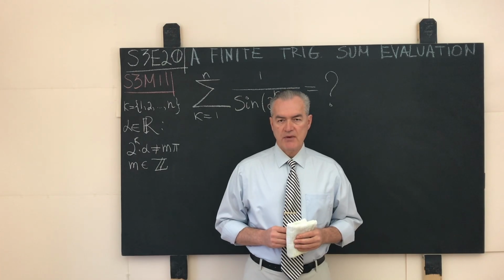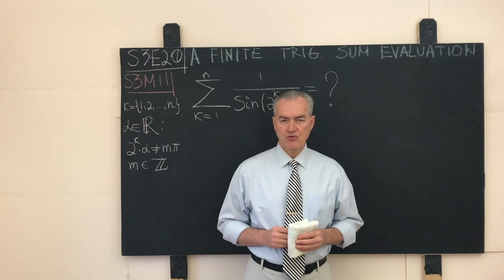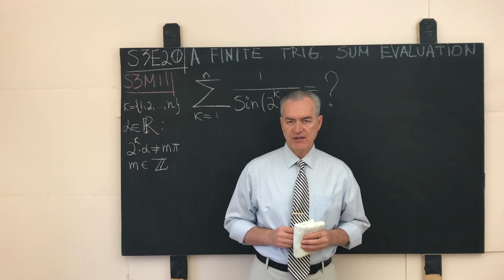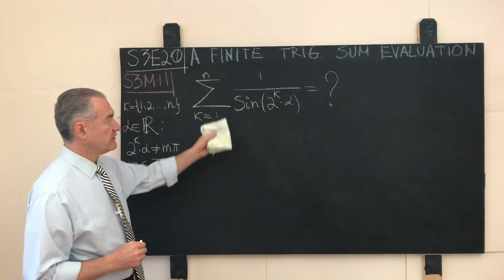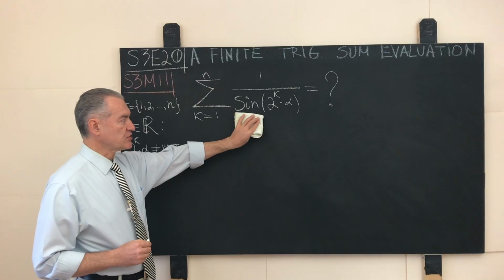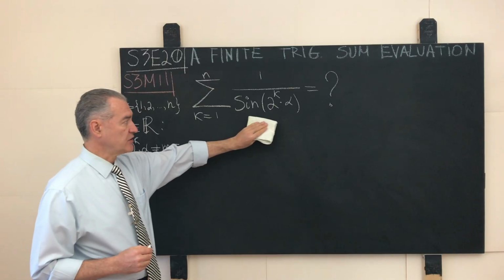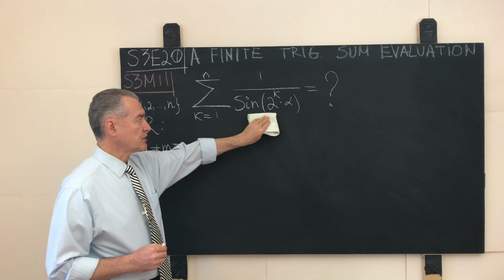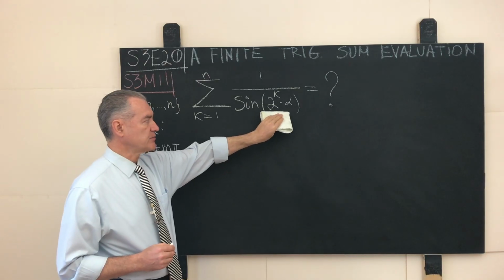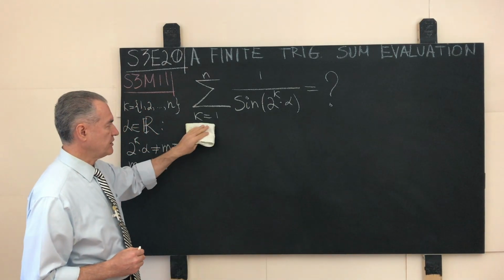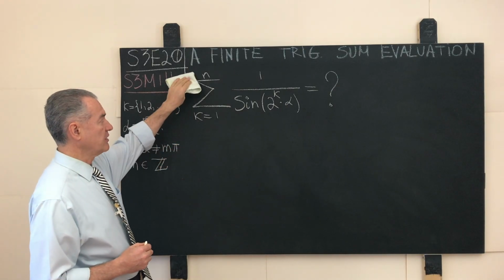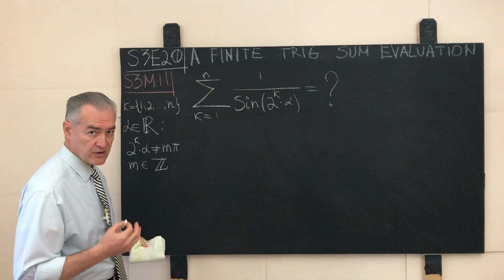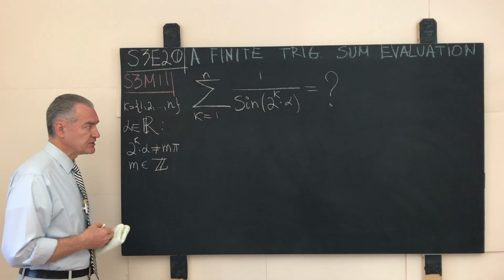The objective of the mathematical problem S3M11 is to find an alternative expression for a finite trigonometric sum whose common term has the following structure: 1 divided by the value of the trigonometric function of sine evaluated at the following argument: 2 raised to the power of k times alpha, where k is a whole positive number that varies between 1 and n, and n being evidently another fixed whole positive number.